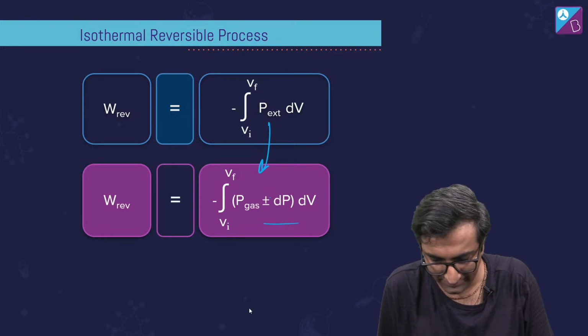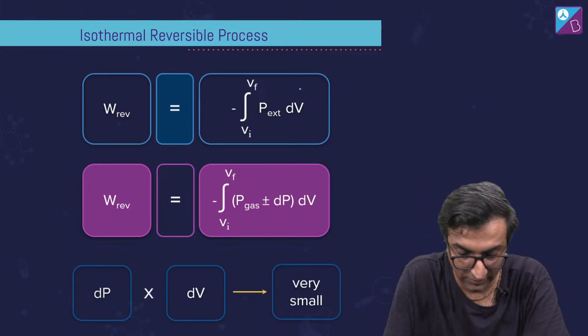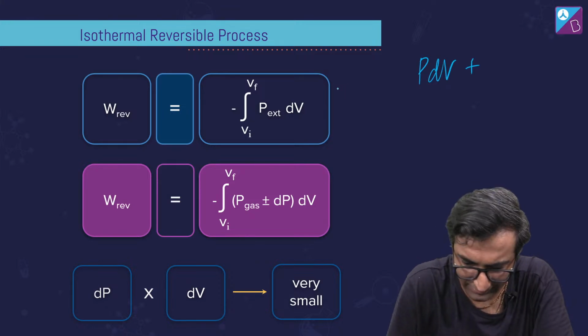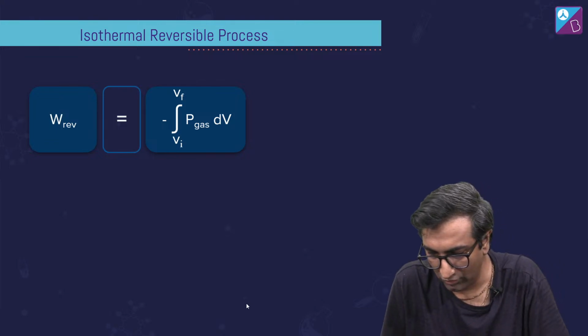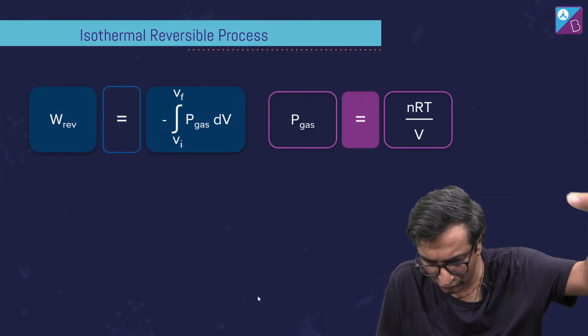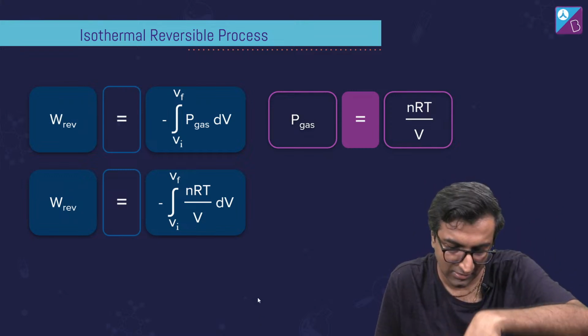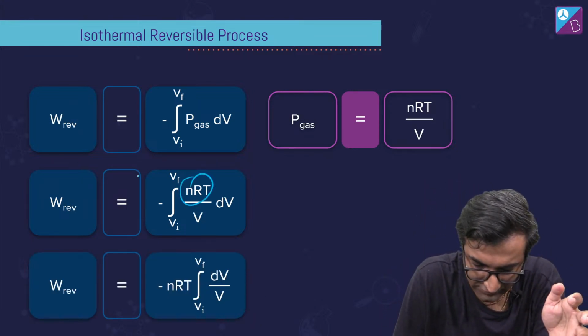If you go on and expand this, dP into dV is almost zero, leave it out, okay? So then you get P into dV plus V into, sorry, yeah, actually, you just get this. We remove this. And P, as I told you, was nRT by V, substitute, and you get this beautiful integration, which is dV by V. dV by V's integration is log, right? All of these are constant, you take them out.